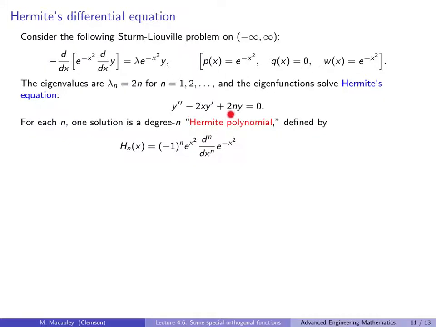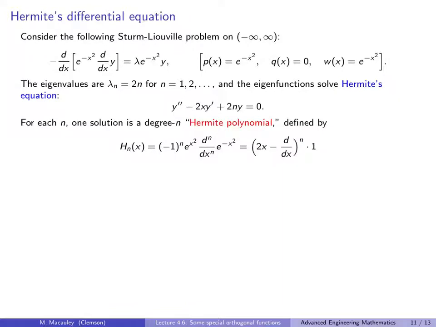If you solve this equation, you can do this using the power series method. As before, one solution is a degree n polynomial called a Hermite polynomial. And it's fun to just Google this and look at all the definitions. There's a whole bunch of ways this thing can be defined. Here are two ways. So Hn of x can be defined as negative 1 to the n, e to the x squared, times the nth derivative of e to the negative x squared.